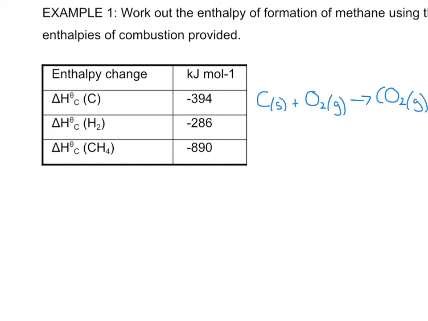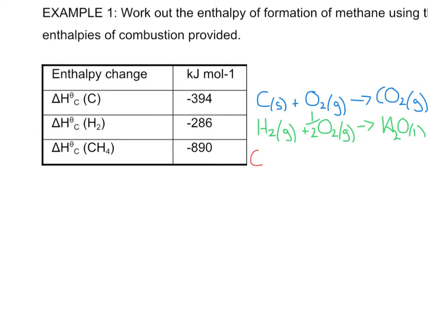The second equation then is for the delta HC of hydrogen. So we are burning 1 mole of hydrogen in oxygen to form 1 mole of water. Now we've got to burn the 1 mole of hydrogen. We've got to keep it balanced, so we actually only need half a molecule of water.